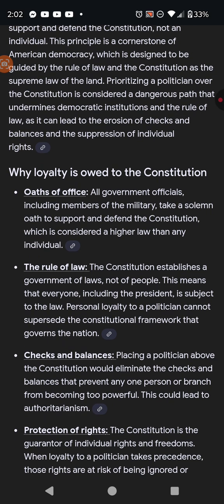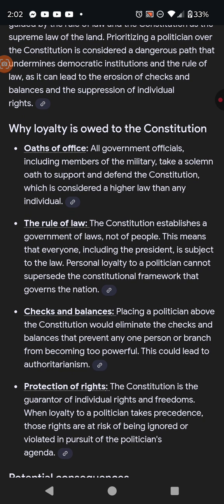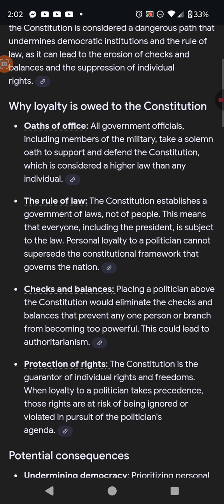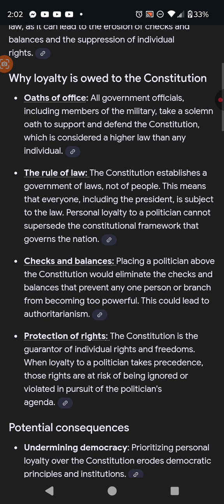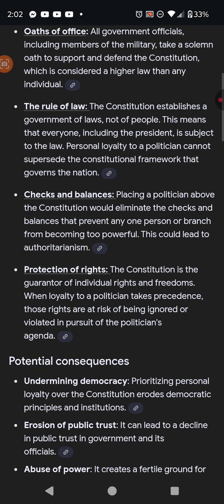Why is loyalty owed to the Constitution? Oath of office: all government officials, including members of the military, take a solemn oath to support and defend the Constitution, which is considered higher law than any individual. The rule of law: the Constitution establishes a government of laws, not of people. This means that everyone, including the president, is subject to the law. Personal loyalty to a politician cannot supersede the constitutional framework that governs the nation.